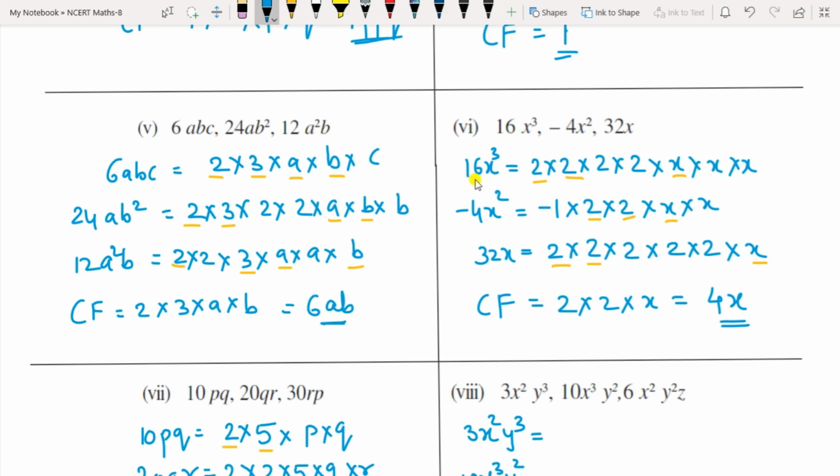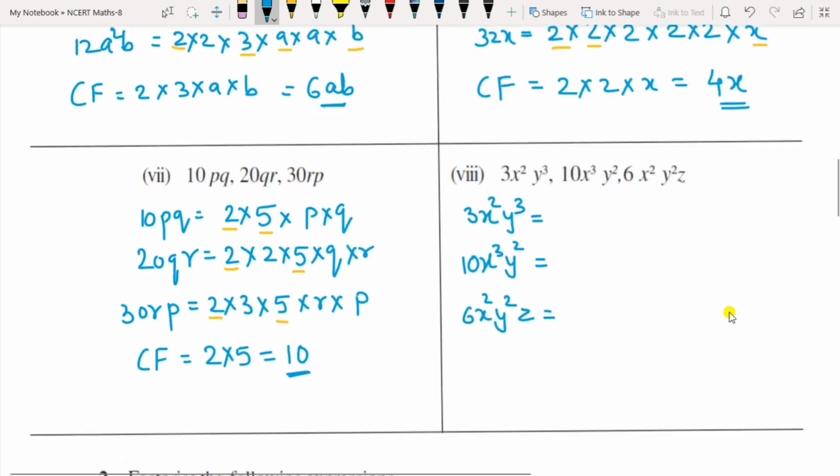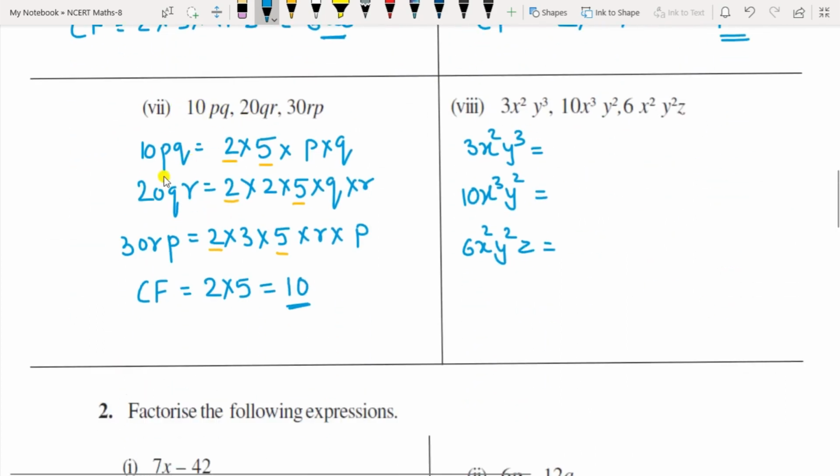Similarly solve this. 16x cube. 16 is 4 fours, that is 2 into 2, 2 into 2, and x cube is 3 times x. Minus 4x square. Minus 4 you can write as minus 1 into 4, 2 into 2, and x square. 32x is 2 raised to 5, 2 five times gives 32, into x. So the common factors here are 2 into 2 into x, that is 4x. In this one, 10pq is 2 into 5 into p into q, 20qr is 4 into 5 into qr, and 30rp.